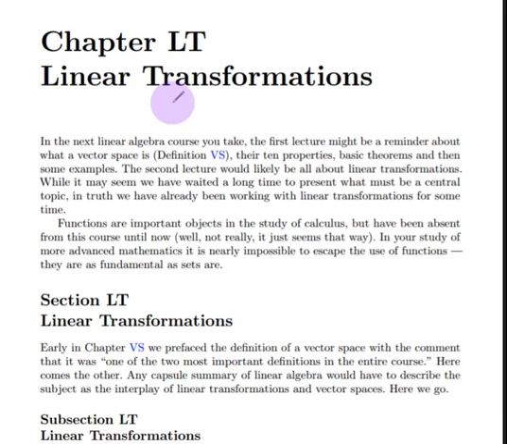Okay, let's get started on a new chapter, and we're going to talk about linear transformations. Now, I can preface this by saying that a linear transformation is to a vector space the same thing as a function is to a set, say the set of real numbers or the set of integers. Linear transformations take you from one vector space to another.